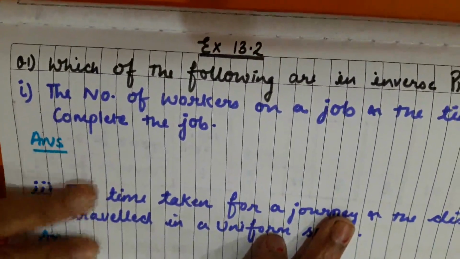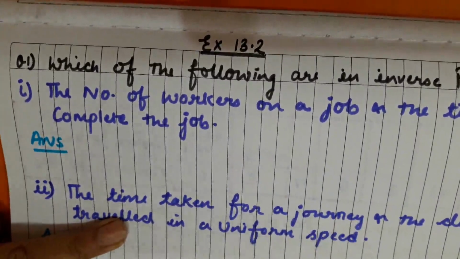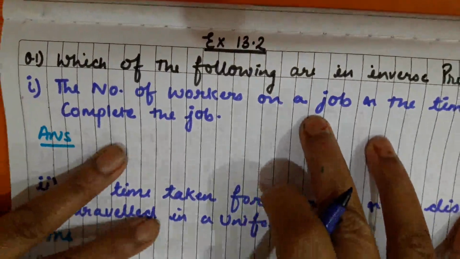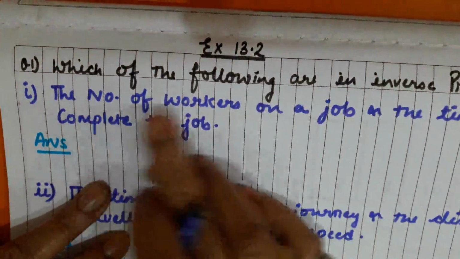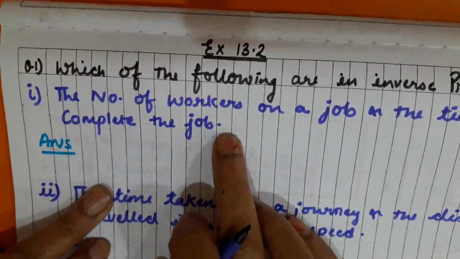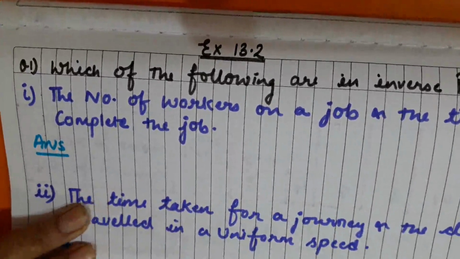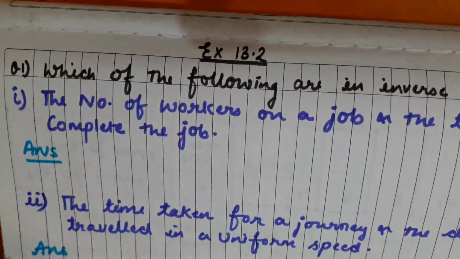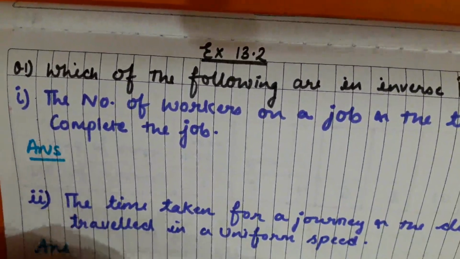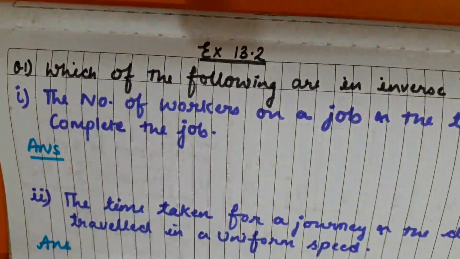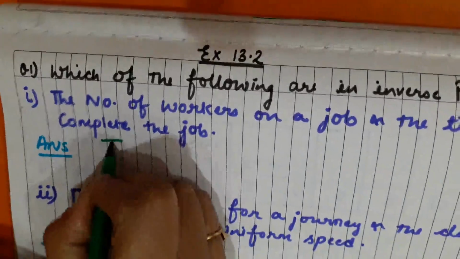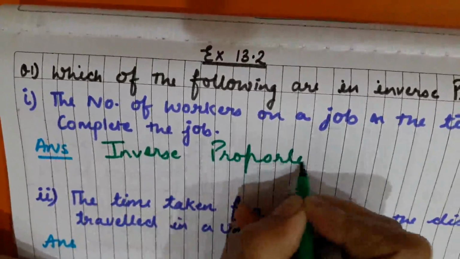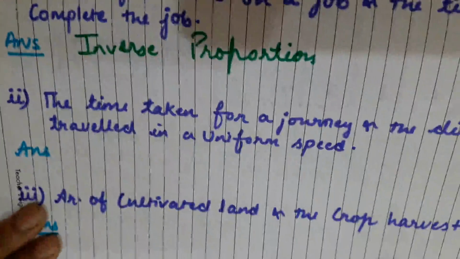Which of the following are in inverse proportion? A few situations are given and we need to tell whether each situation is direct proportion or inverse proportion. First: number of workers on a job and time to complete the job. If there are more workers, we need less time to complete the job. So if workers are increasing, time is decreasing. It means this condition is an example of inverse proportion.